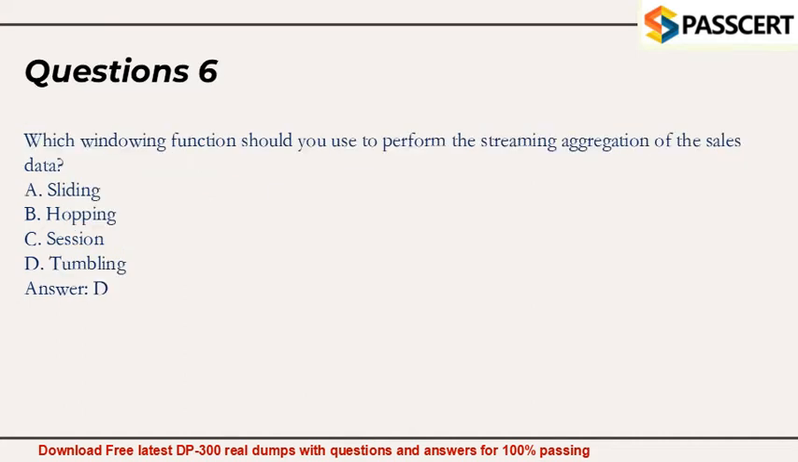Question 6. Which windowing function should you use to perform the streaming aggregation of the sales data? A. Sliding. B. Hopping. C. Session. D. Tumbling. Answer: D.